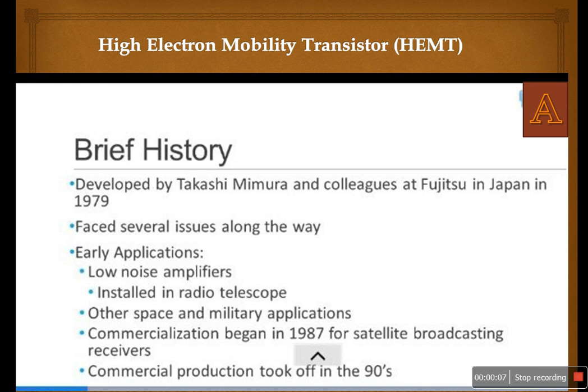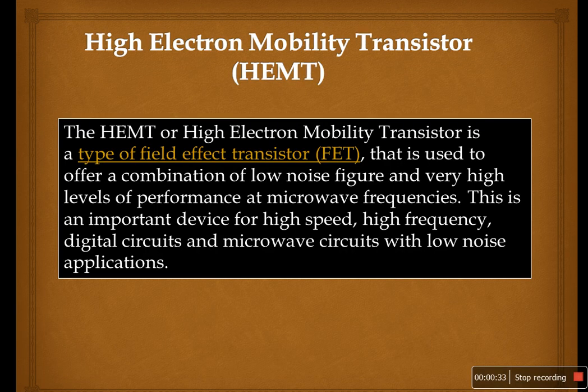The high electron mobility transistor was first developed by Takashi Mimura in Japan. They faced several issues along the way. These high electron mobility transistors have various applications. They are used in low noise amplifiers, and they are also used for radio telescopes and space and military applications. So let us study the high electron mobility transistor.